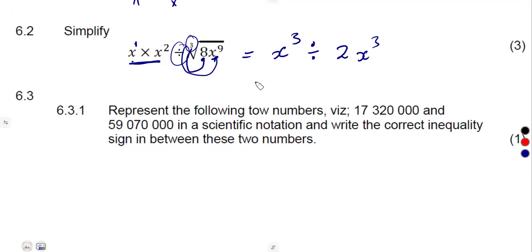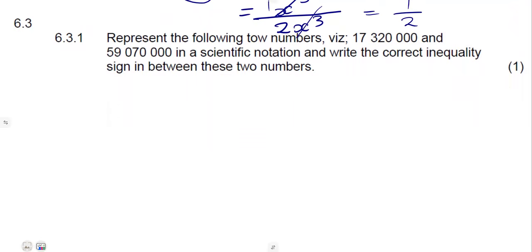There is a division there, which we can write so that we can properly see. It is just like this, x to the exponent of 3 divided by 2x to the exponent of 3. As you can see, these are exactly the same. They can cancel. So it is going to give us 1 over 2. Just like that.